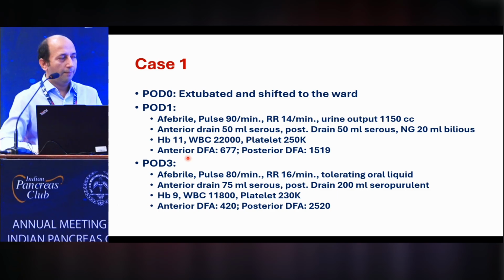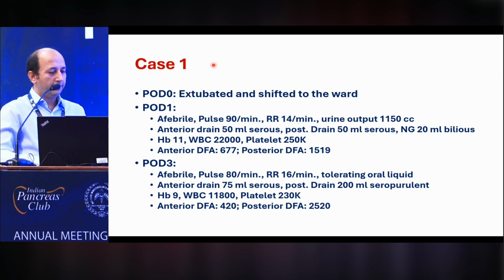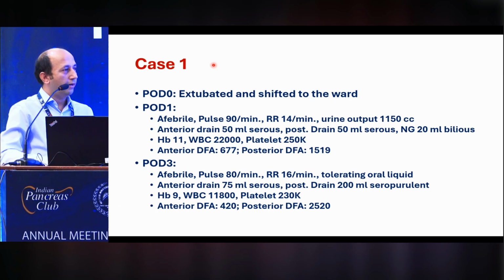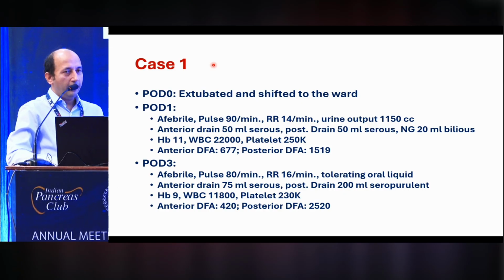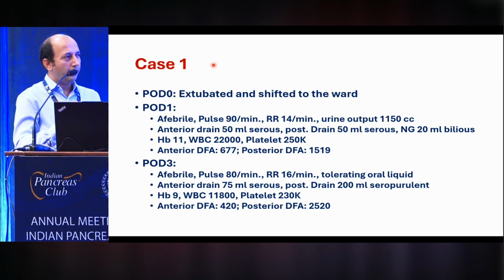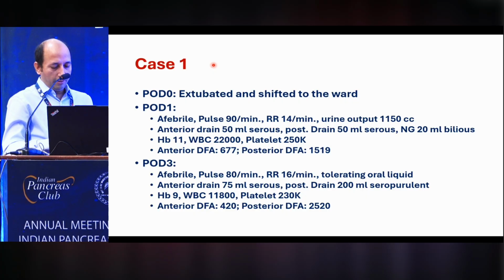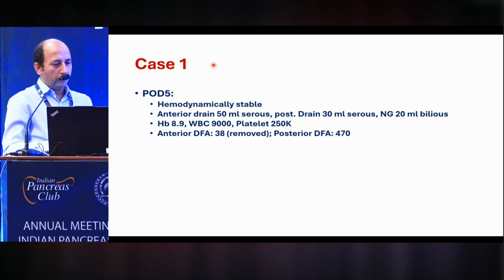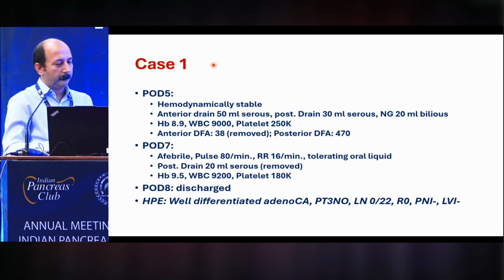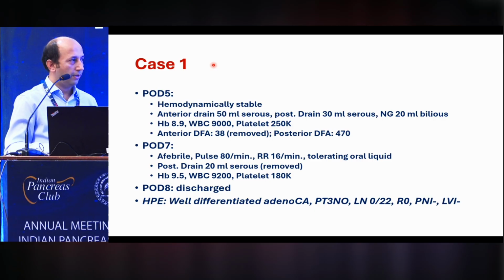So on post-op day 3, the patient remains stable and is tolerating an oral diet, and drain fluid amylase now is 420 and 2,500. Otherwise, the patient is stable, the wound is fine. The posterior drain is mostly serous, but there is slightly some purulent material. After that, the patient remained stable, the drain became serous, and we removed one drain on day 3 and the other drain on day 7, and the patient was discharged. Biopsy showed well differentiated carcinoma, T3N0, and margins were R0.